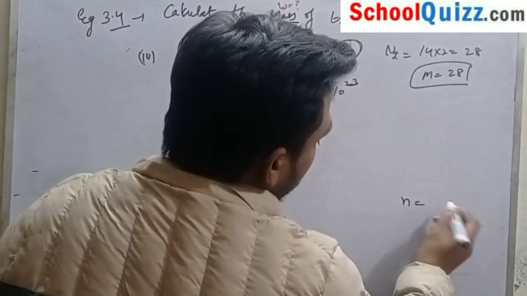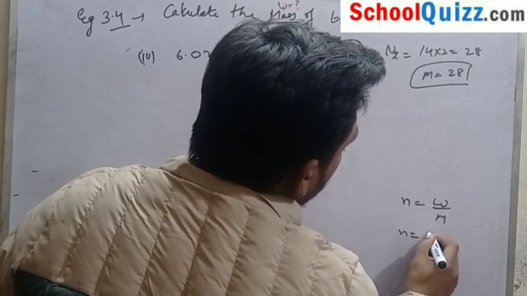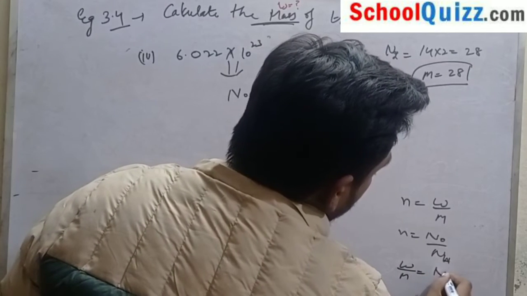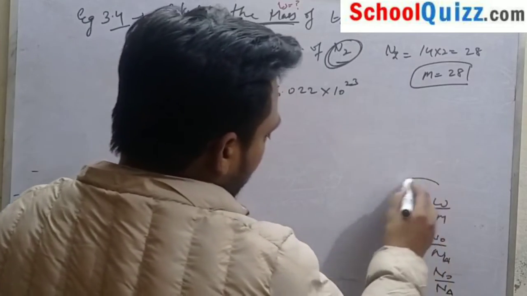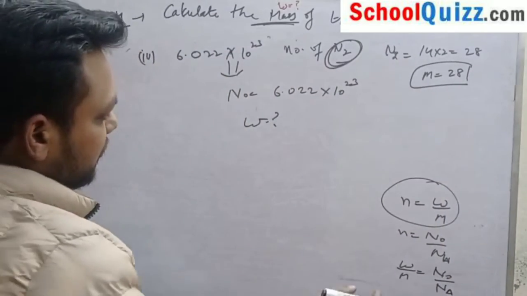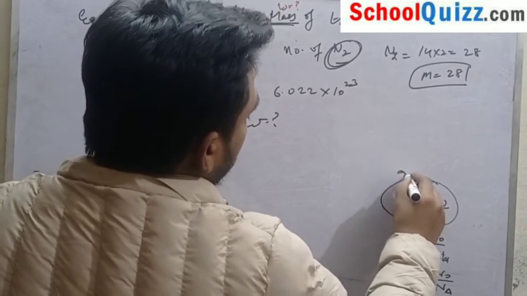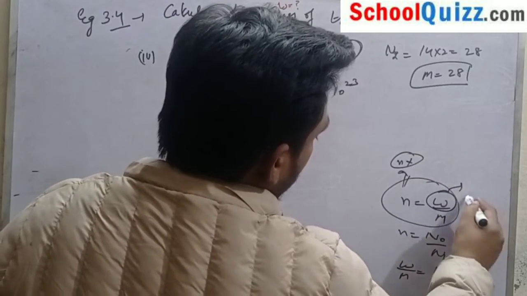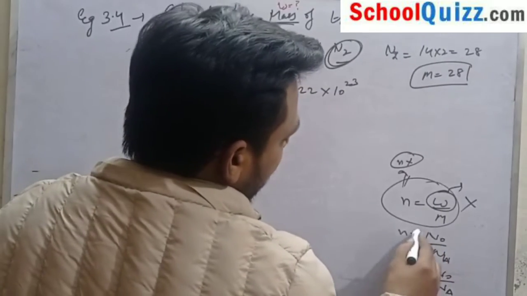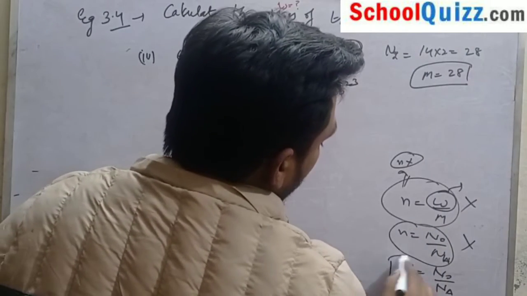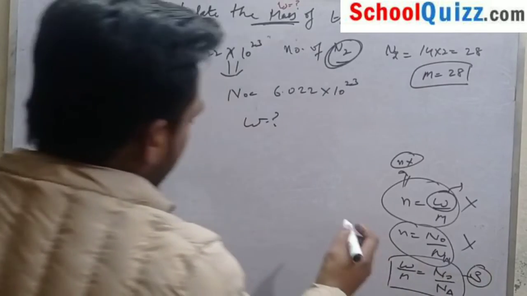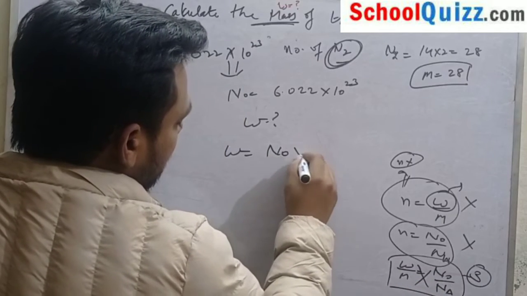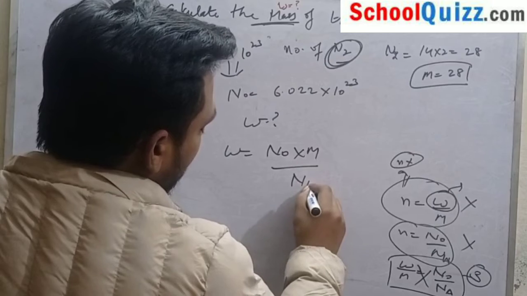Now we will write our three formulas again: N equal to W upon M, N equal to N naught upon Na, and the third one, W upon M equal to N naught upon Na. Now we will see whether the first formula satisfies our situation. We don't have the value of N, and we have to find W, so we can't apply that formula. In the second case we don't have W, so we can't apply that formula either. So we will apply our third formula, which we will manipulate: cross multiply, W equal to N naught into M upon Na.